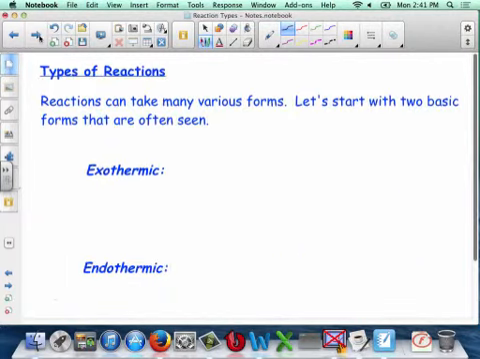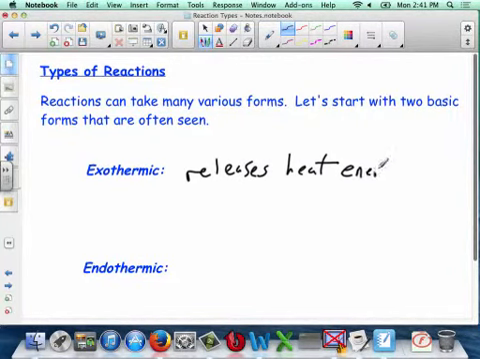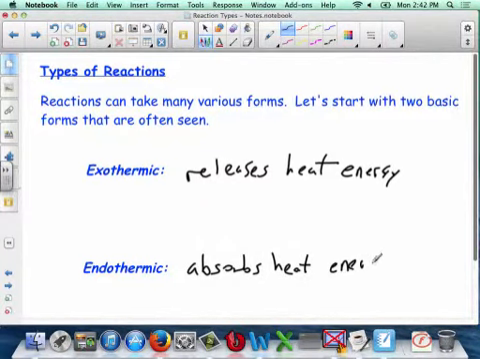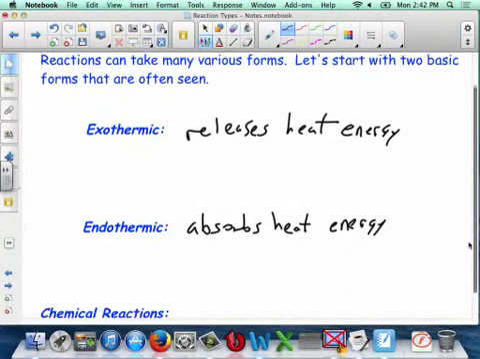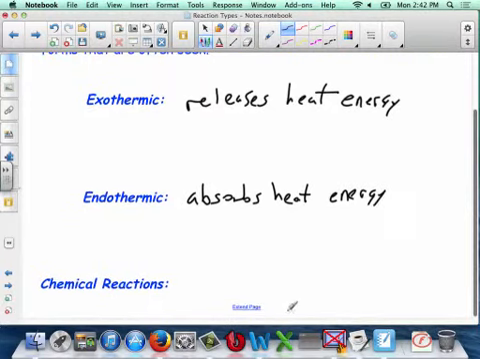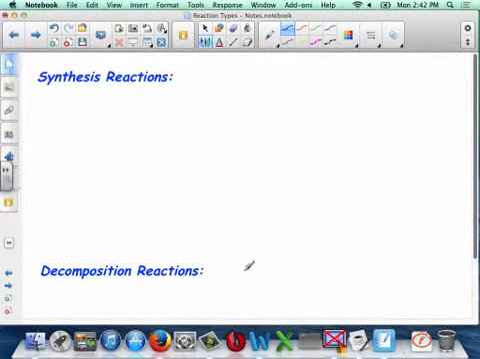Okay, so, you guys remember exothermic releases heat energy, and endothermic absorbs heat energy. You'll need to know that for your test in 2 days. Now, the last two types of chemical reactions I want to go over are something called a synthesis and a decomposition reaction.